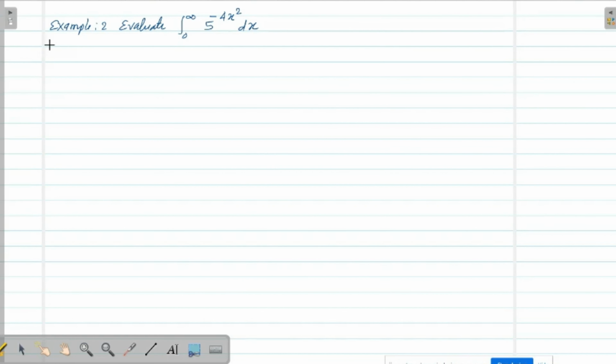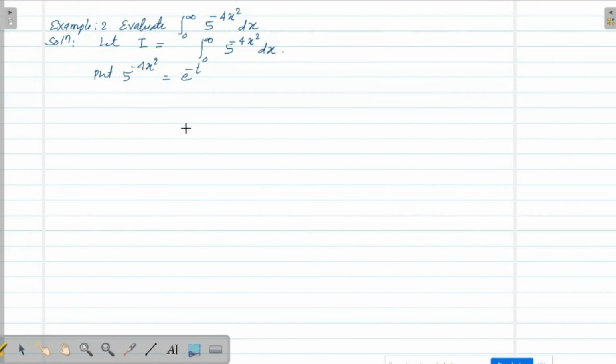See, the problem is very easy. Solution: first of all, we copy the given integral as it is. Let I equal to the given integral, that is 0 to infinity 5 raised to minus 4x square into dx. For this, what do I have to do? If we have an integral of this kind, then we will use substitution. We put 5 raised to minus 4x square equal to e raised to minus t.